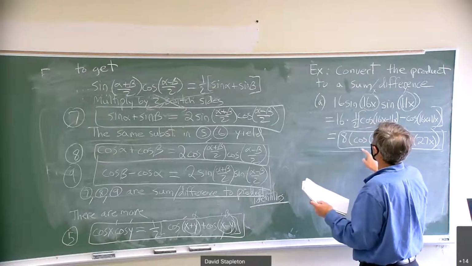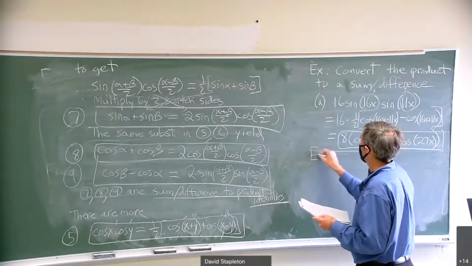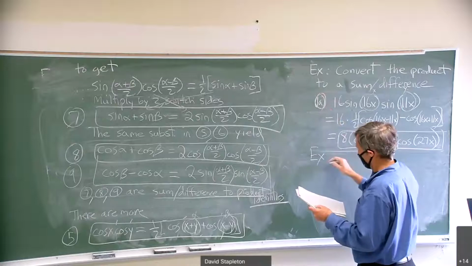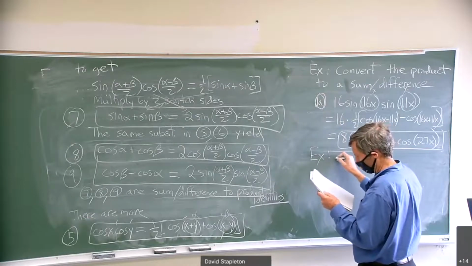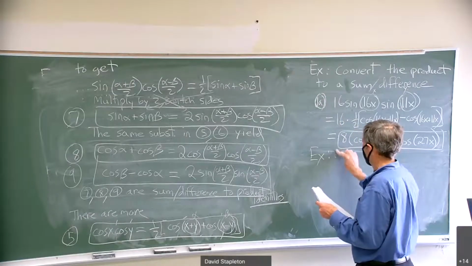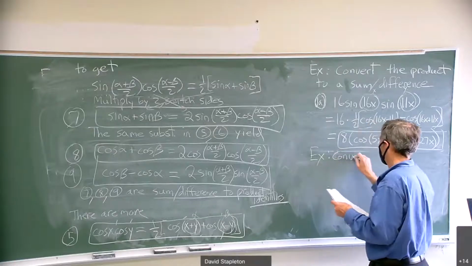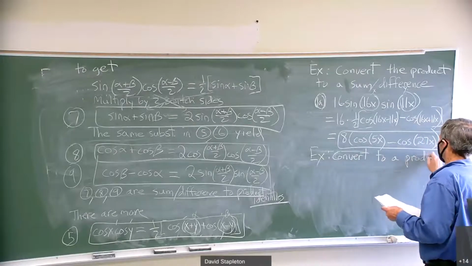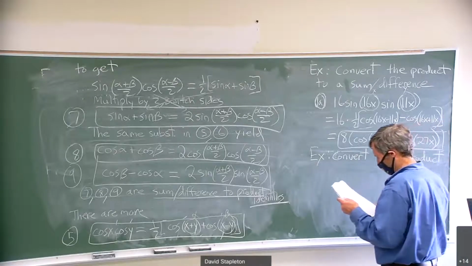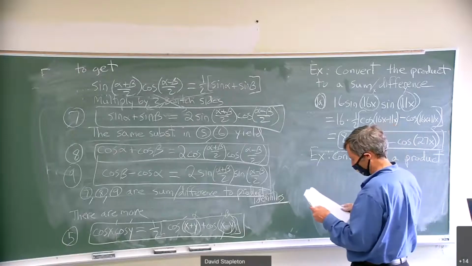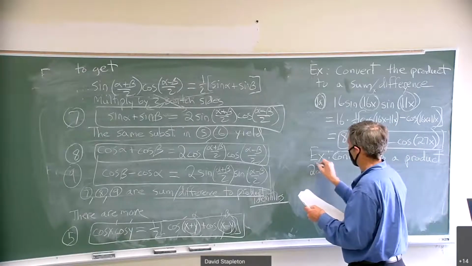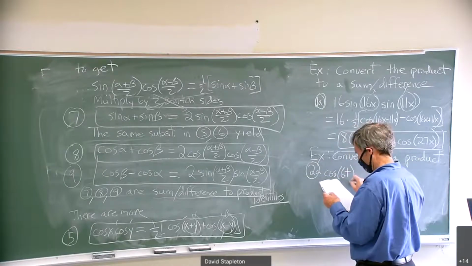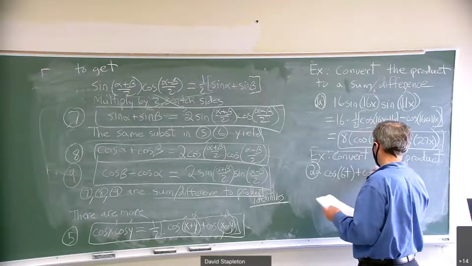Let's do it. Here's another example. Let's see, this was 1A, I should have said 1A. Convert the sum to a product. Sum or difference, it says. Suppose I have this one I like here, 2A. If I have cosine 6t plus cosine 4t.